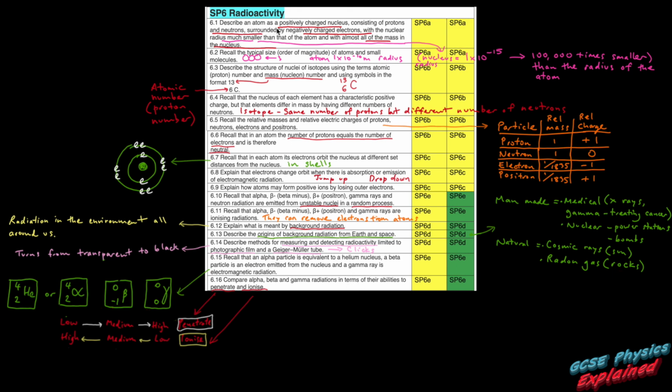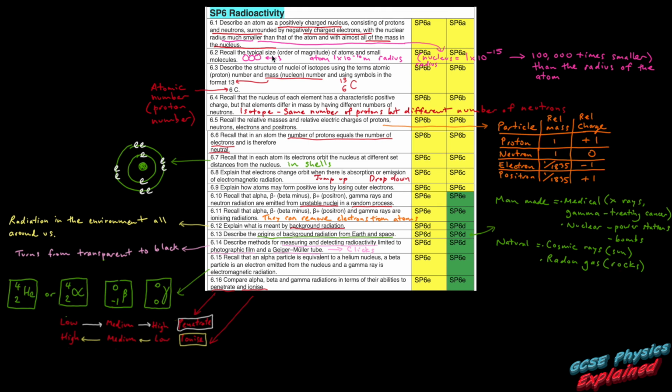Describe an atom as a positively charged nucleus consisting of protons and neutrons surrounded by negatively charged electrons, with the nuclear radius much smaller than that of the atom, and with almost all of the mass in the nucleus. So for just 1 mark, that's basically everything you need to know. We don't need to go beyond that. So it's just a statement in itself.